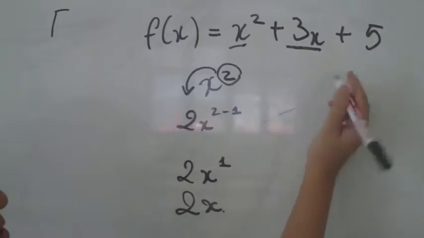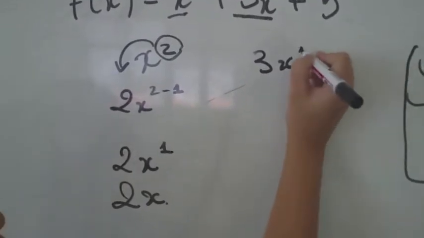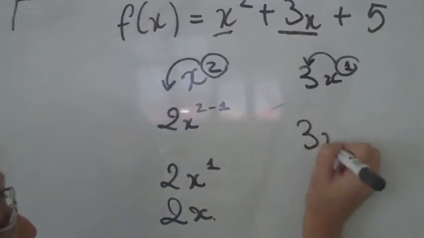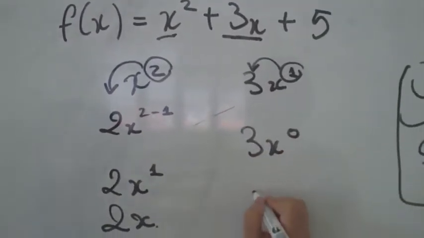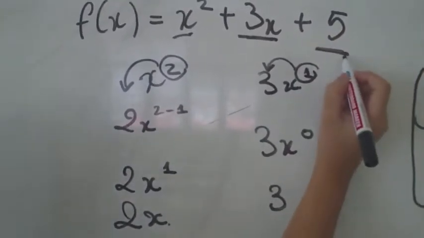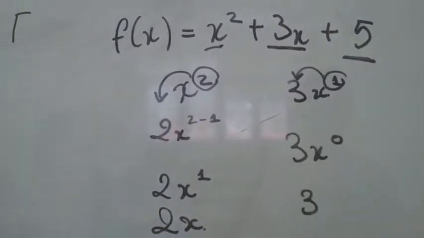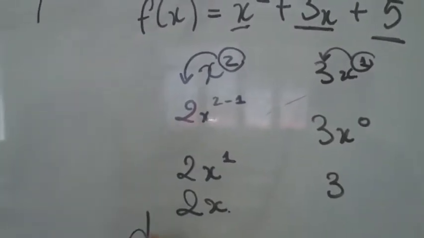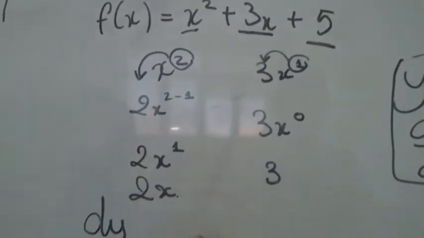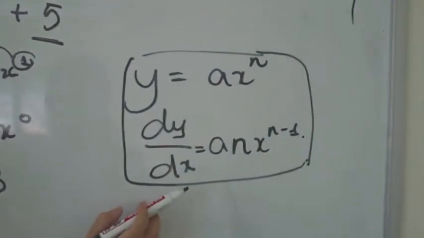To differentiate 3x, you follow the same principle. But remember that x means x to the 1. You times 1 by 3, which gives 3x to the 0, which is 3. And 5 is a constant, so when you differentiate a constant, the answer is always 0. So it's negligible in our differentiated function. Therefore, the first derivative of the function is 2x plus 3. Here's a general formula to work it out.